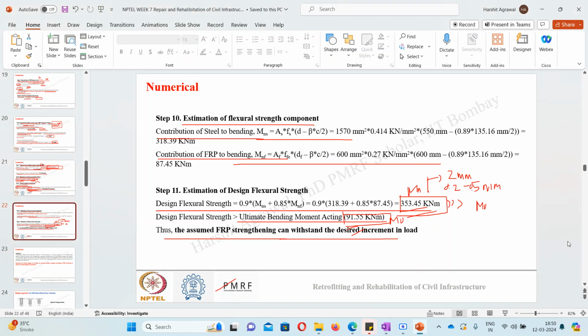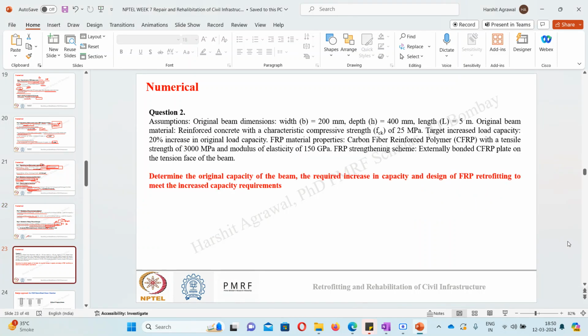I have given one more similar question like this for you to solve on your own. Just follow the same process that we discussed in the last question and try to solve this one also. The question says there is an original beam with dimensions as mentioned in the question. The original material is reinforced concrete with a concrete strength of 25 MPa, and the targeted increase in load is 20% more than the original capacity. The FRP material used is CFRP with the tensile strength and modulus of elasticity given. The FRP strengthening scheme is an externally bonded CFRP plate.